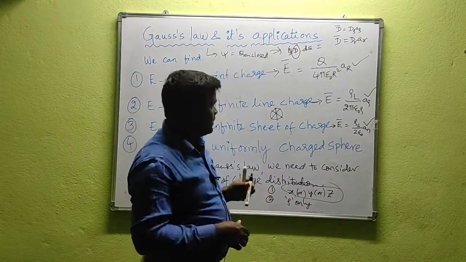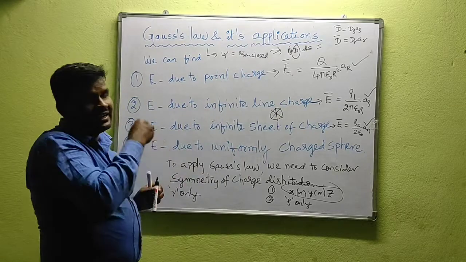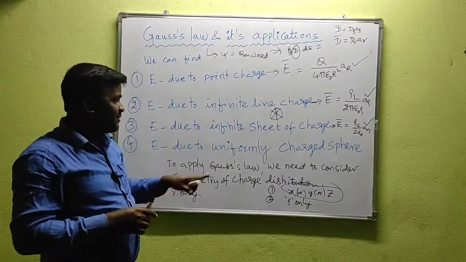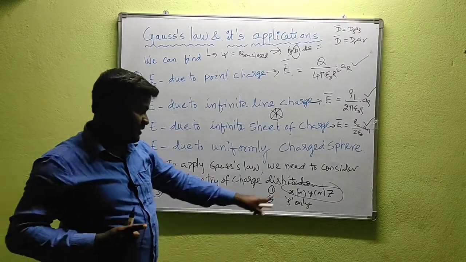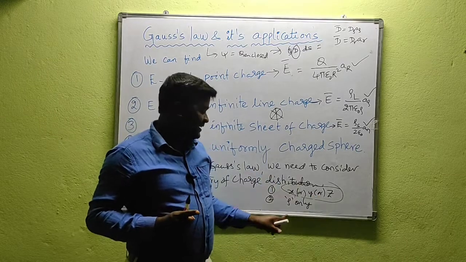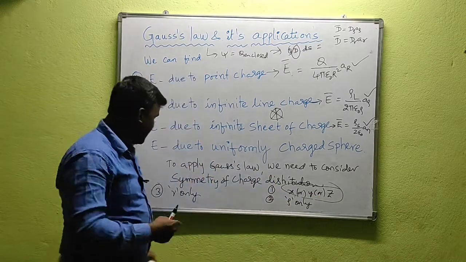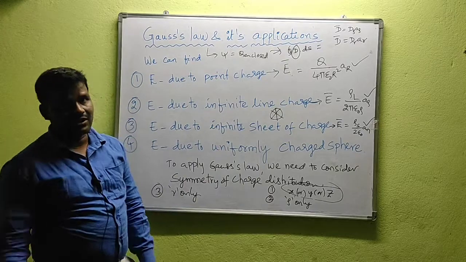In today's class, what did we discuss? Gauss law and its applications, introduction. Symmetry of charge distribution in the Cartesian coordinate system depends on x, y, or z. In cylindrical it depends on rho only. In spherical it depends on r only. This is all about today's class.